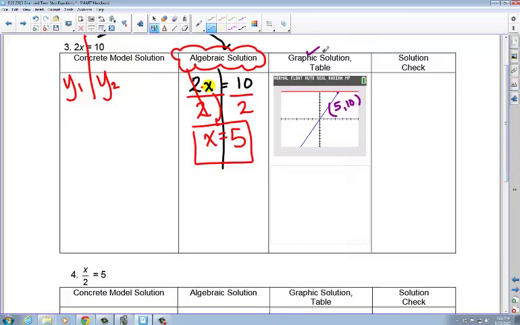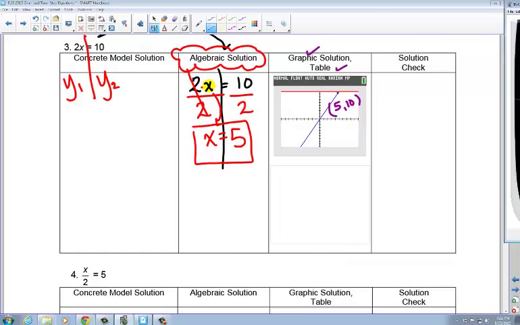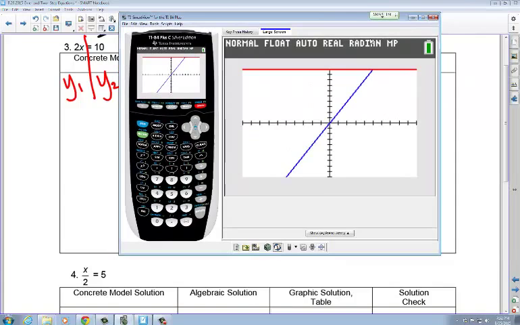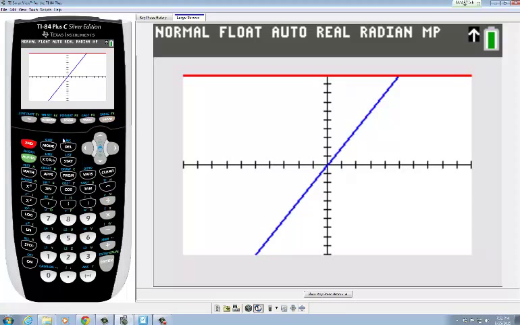Now that we've got the graph down, we're going to look for the table. Using my calculator, I'm going to hit second graph.